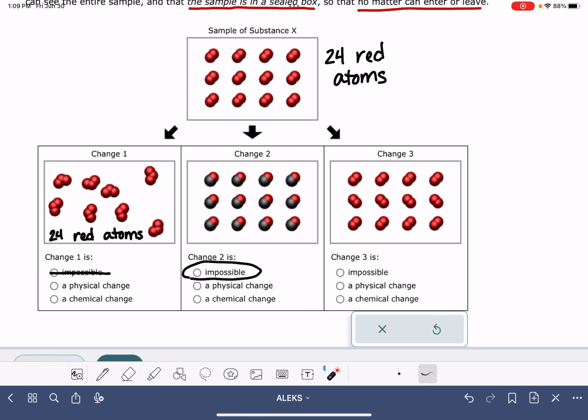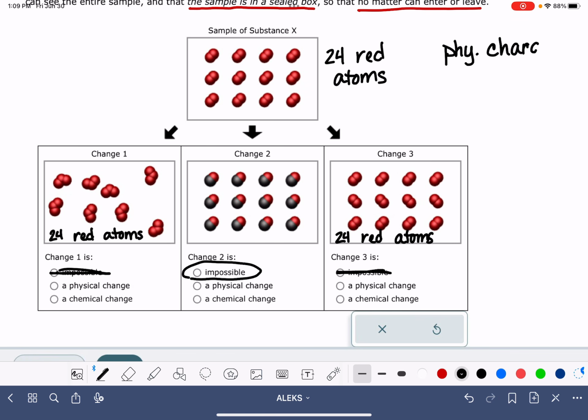Now over here we have molecules that have atoms in sets of 2 again. This is 24. So over here we have ending with 24 red atoms. And that means, again, that this is not an impossible change. This is a possibility of a change. So for change number 1 and change number 2, we need to decide if we're looking at a physical change or a chemical change. Let's do a quick definition of what those terms mean.